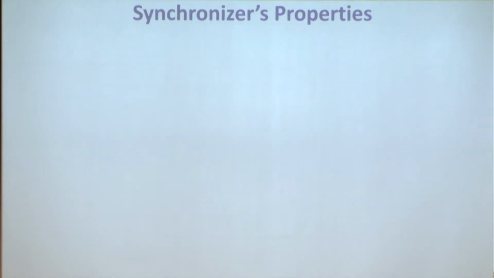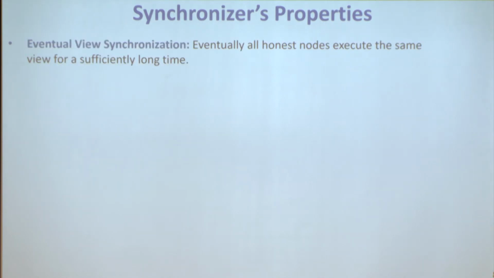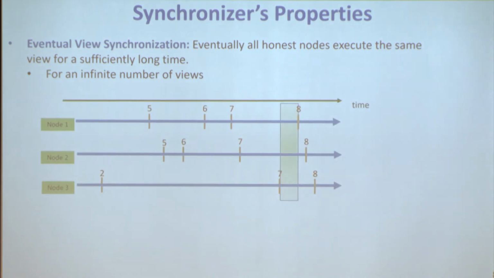Now, a synchronizer needs to achieve two properties, and these are eventual view synchronization, meaning just what I said. Eventually, we want all the honest nodes to execute the same view for a sufficiently long time, and we want this to happen for an infinite number of views. So again, in the example here, view 7, this green box where all the nodes execute view 7 for the same time, is a synchronized view. And we want this to happen for a sufficiently long time, meaning some predefined threshold. And we want this to happen an infinite number of times during an infinite run.